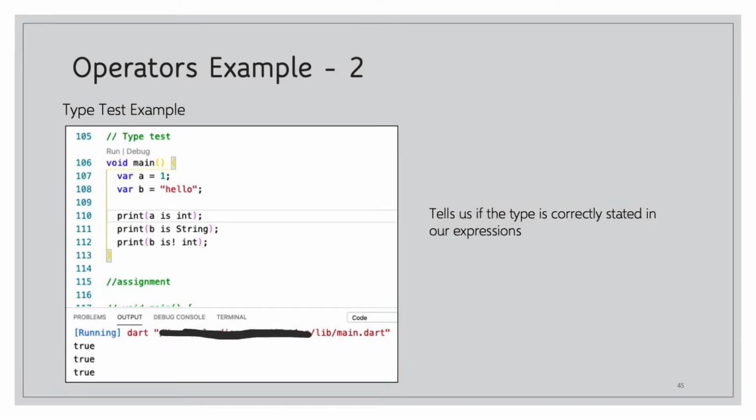All right, now we'll take a look at the type test operator. So this tells us if the data type is correctly stated in our expression. So once again, we have var A equals 1, var B equals hello in our main function. We print A is int. That's how we use the type test. Is A an int? You can think of it that way. The return value is true. Is B a string? B is hello, so that better come back true, and it does. Now we do a negation. B is not int. That should also come back true because B is indeed not int, it's a string.